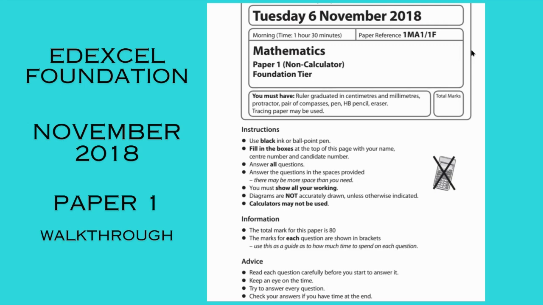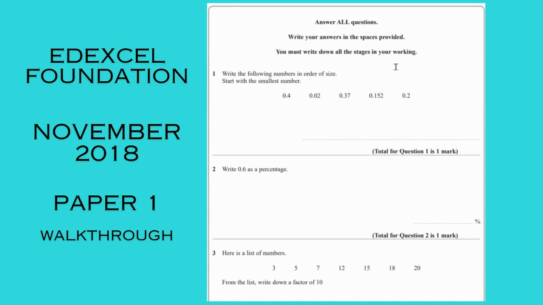So here we go with the Edexcel Foundation GCSE Maths paper. It's from November 2018 and it's paper 1, so put your calculators away. As always on the first page, don't take things too lightly. Don't lose any easy marks.